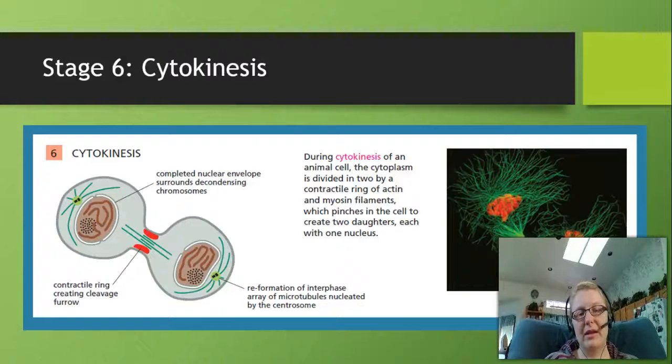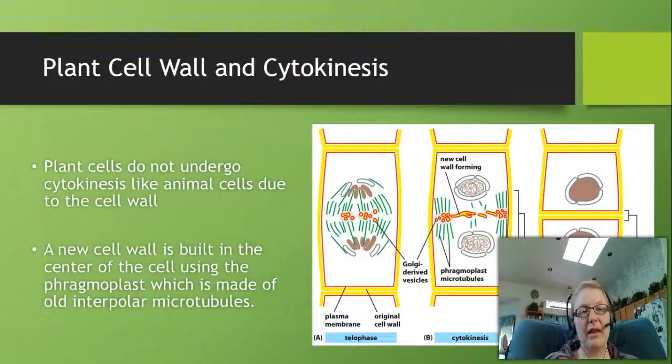Now remember, this is only happening in animal cells. Plant cells will do cytokinesis in a different way because they have a cell wall. But this contractile ring is going to squeeze in the middle and help pinch these cells into two new cells. For plant cells, what we actually have is the formation of a new cell wall right smack in the middle of the two components. And this happens because, as I said, the cell wall, we can't pinch it off like we can in an animal cell.